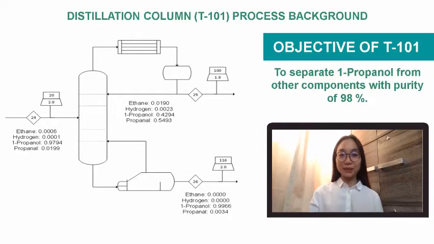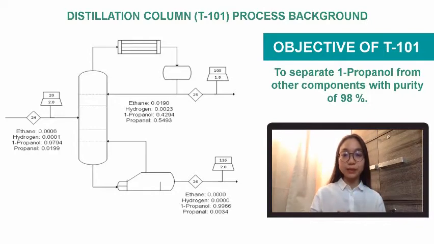Assalamualaikum. My name is Sharmieza Kasmi and I am going to explain about the design of distillation column T101. Distillation is a process in which a liquid and vapor mixture of two or more substances are separated according to their boiling points. T101 is a multi-component distillation column used to separate 1-propanol from other components such as ethane and hydrogen with a purity of 98%.